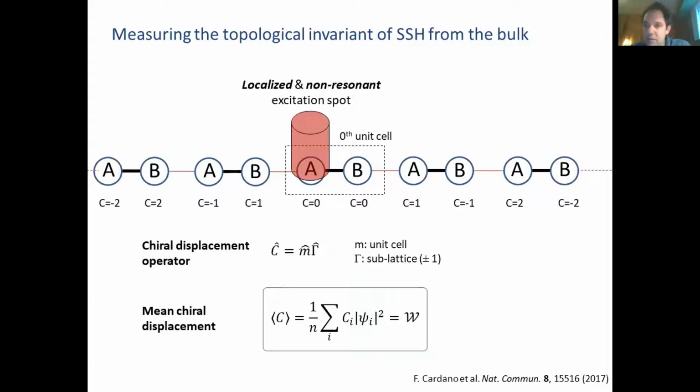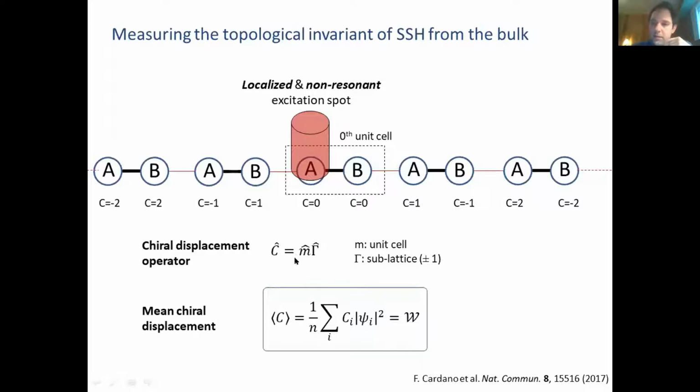And so this technique of the mean chiral displacement is simply to apply a mathematical operation on this intensity profile that will give us the topological invariant. And the way we do this is that we define an operator called the chiral displacement operator that is given by a product between the unit cell operator, an operator that retrieves the index of the unit cell. So in the central unit cell, it will retrieve 0. Then on the first unit cell on the right, +1, on the left, -1, and so on and so forth.